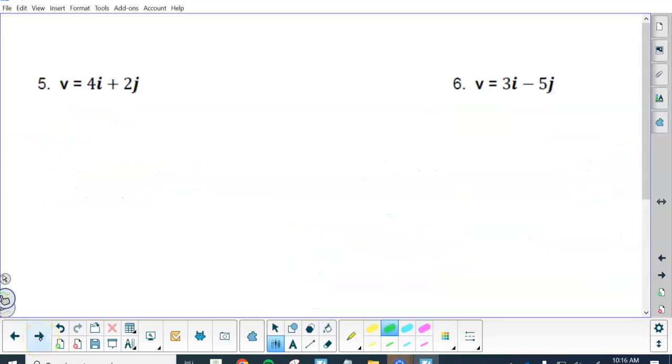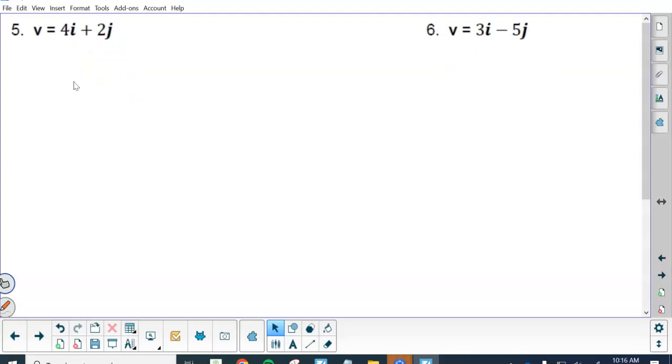Y'all, same exact thing. You just have to put the letters I and J next to it. So let's go ahead and knock this out real quick. We're going to pick up the pace a little bit. Looks like some of y'all are falling asleep. I can't have that. All right, pointy form is going to be 4, 2.